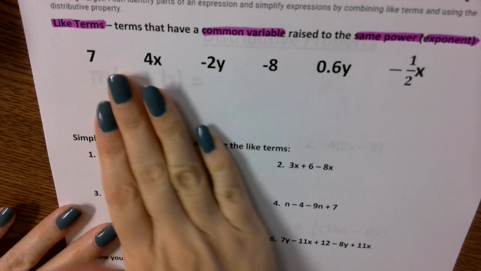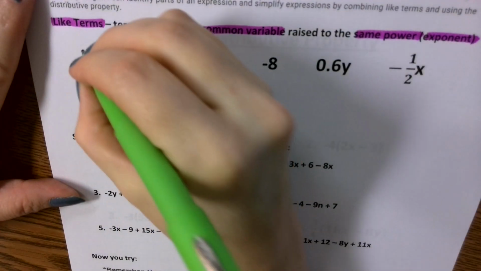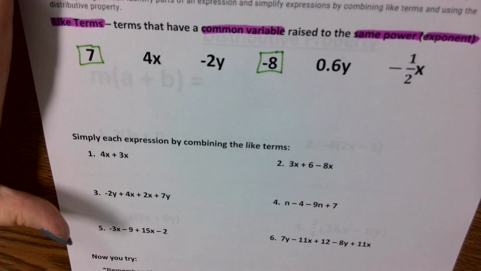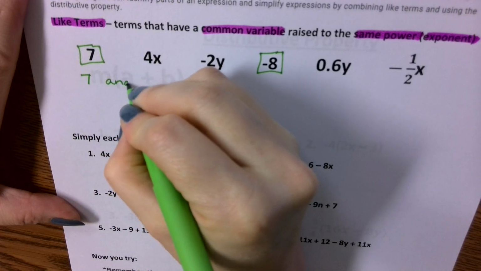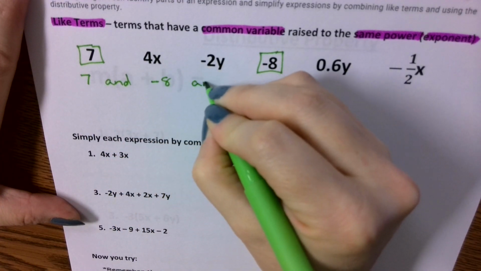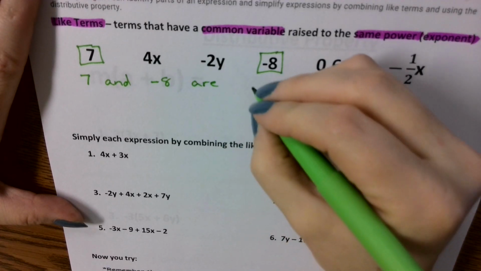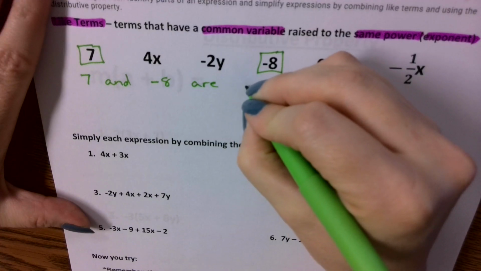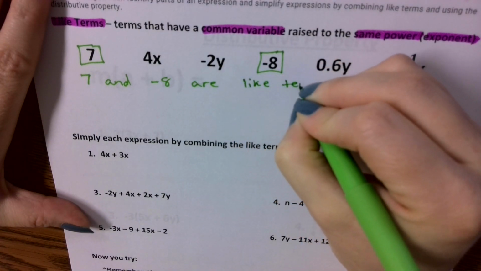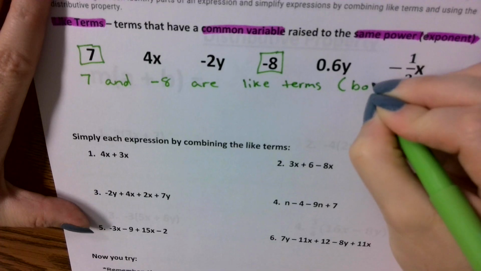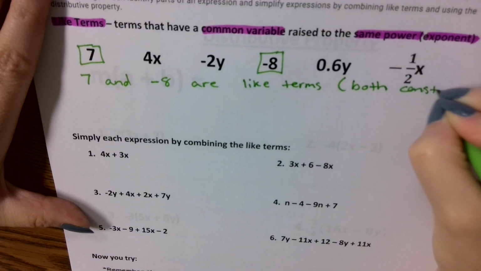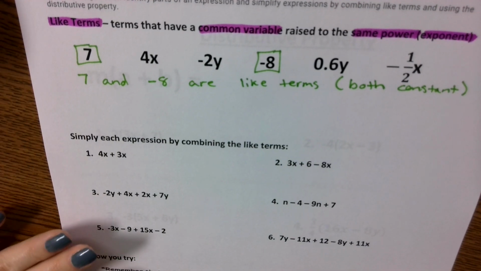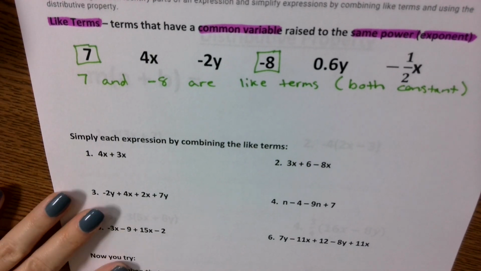Okay, so looking here, the like terms we have: 7 is a like term with negative 8. Why are they like terms? What are they both called? Yes, they are numbers. Very good. But what else are they called? Constants. The 7 and negative 8 are like terms because they are both constants. You don't just have to have a variable. If you are a constant, you are a like term with another constant, whether it's positive or negative. It doesn't matter.